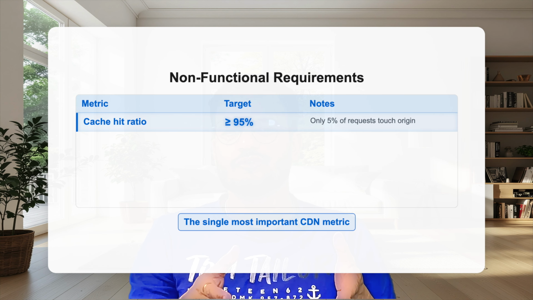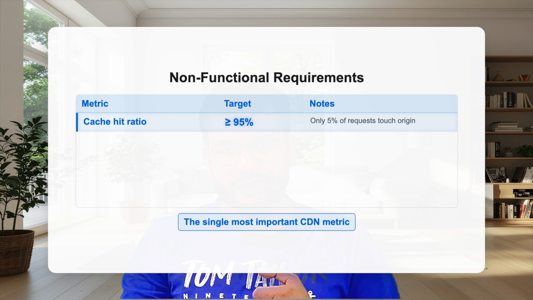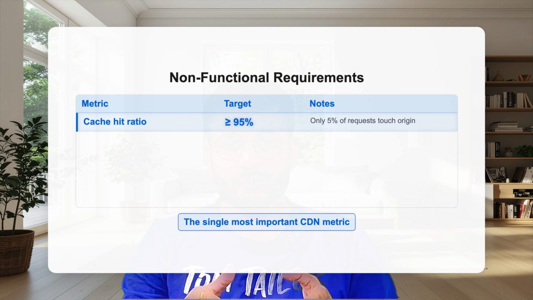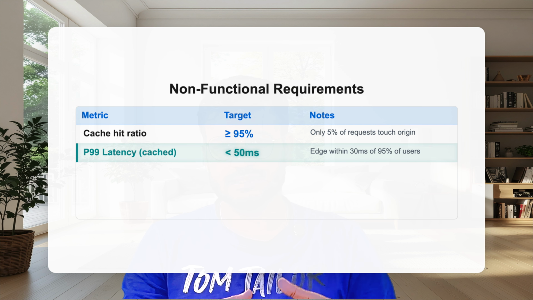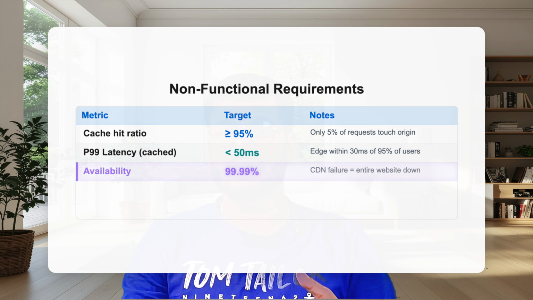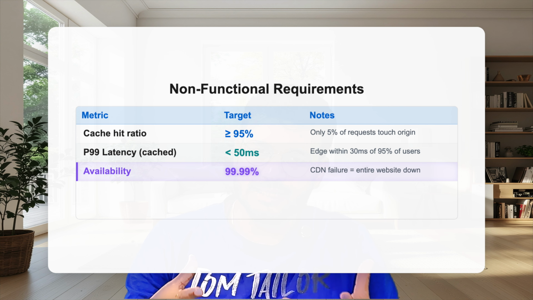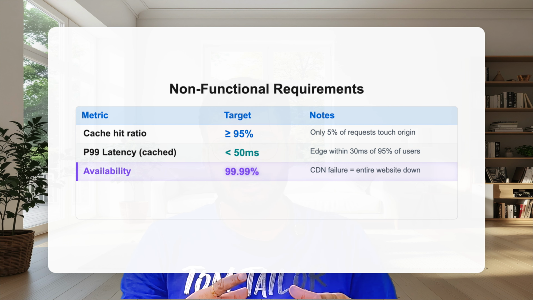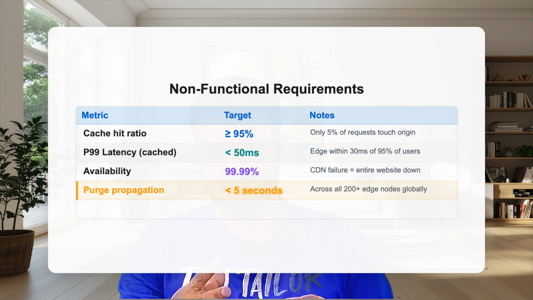Here are some of the non-functional requirements. The cache hit ratio should be 95% plus. Only 5% of requests reach the origin. P99 should be less than 50 milliseconds for cached content. Edge with 30 milliseconds at 95% for the user. The availability should be four nines. CDN failure will lead to the entire website going down. Then the purge propagation should be less than 5 seconds across all 200 plus edge nodes. The throughput: millions of RPS globally.